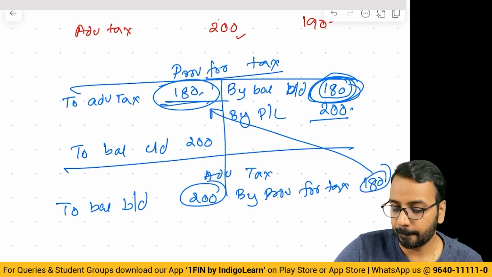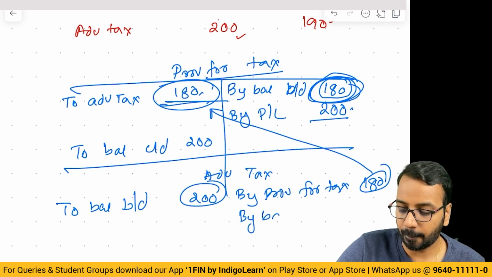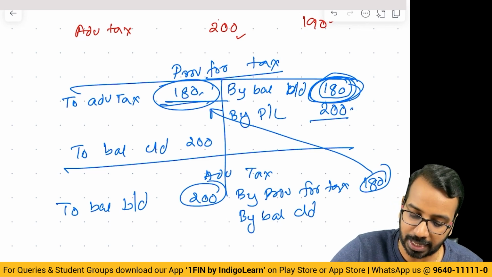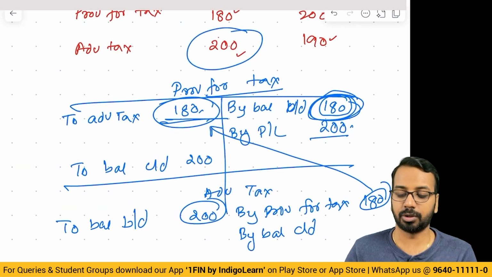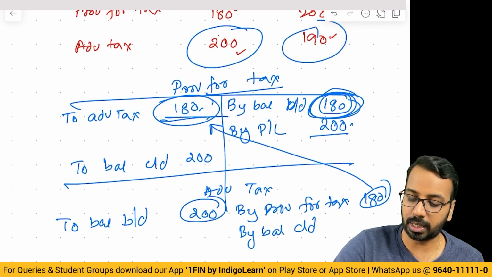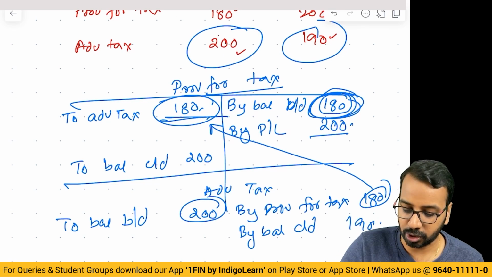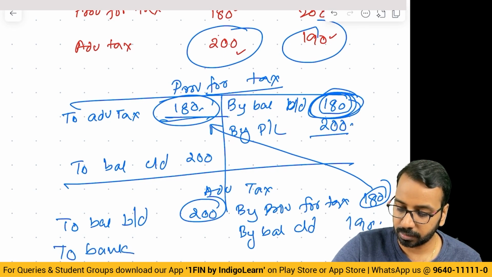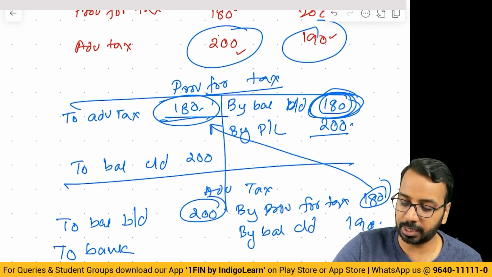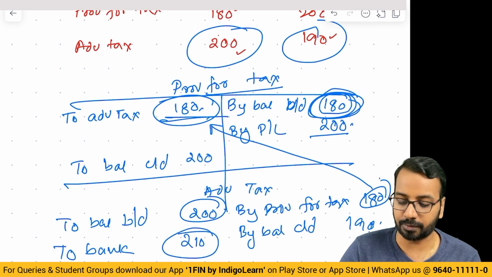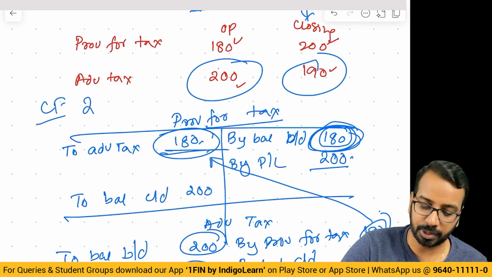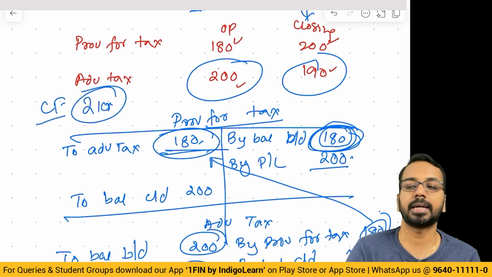Then by balance carried down. What is the balance carried down number? Balance carried down of this advance tax is 190. So how much did we pay through bank? If you see, 200 minus 180, 20 plus 190, 210 is what we have paid. So here the number in the cash flow statement will be 210.